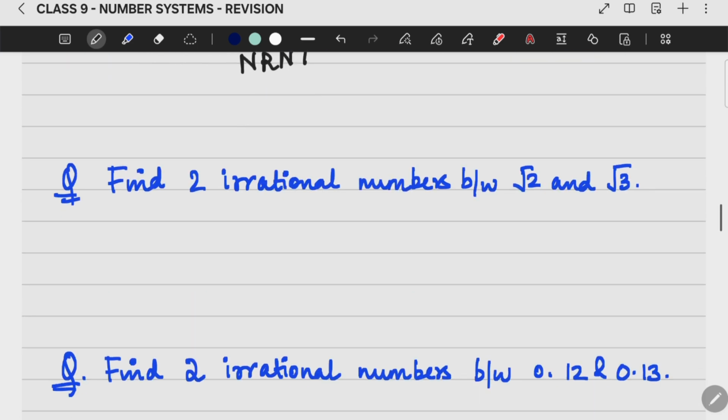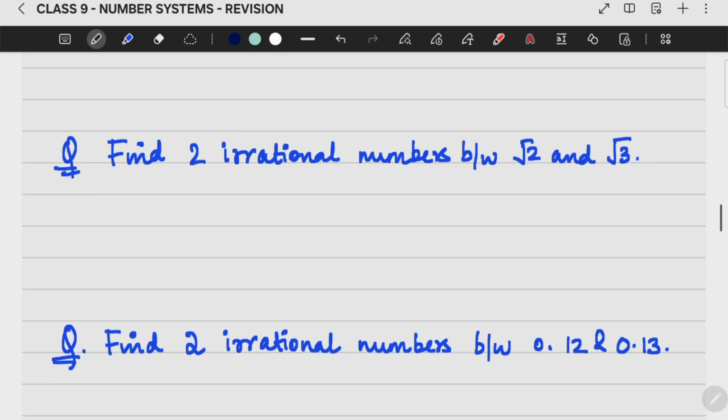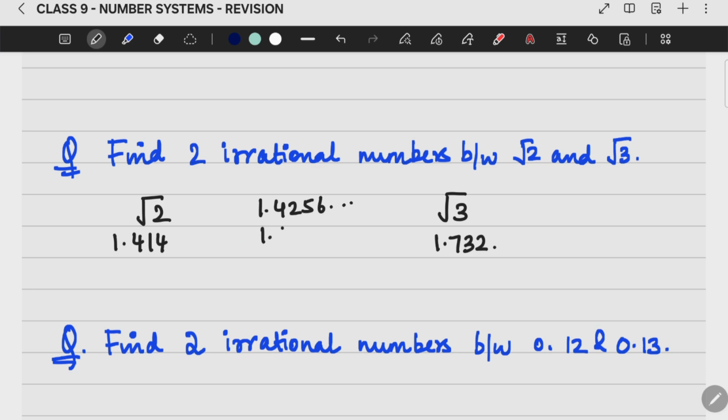Next question. Find two irrational numbers between root 2 and root 3. You should know the value of root 2 and the value of root 3. Root 2 is nothing but 1.414 and root 3 is nothing but 1.732. Now you can write any two numbers, say for example 1.456 and so on, or 1.4389 and so on. You can write any two irrational numbers.